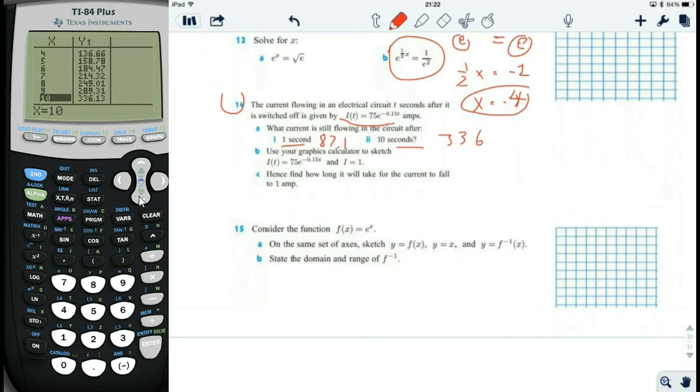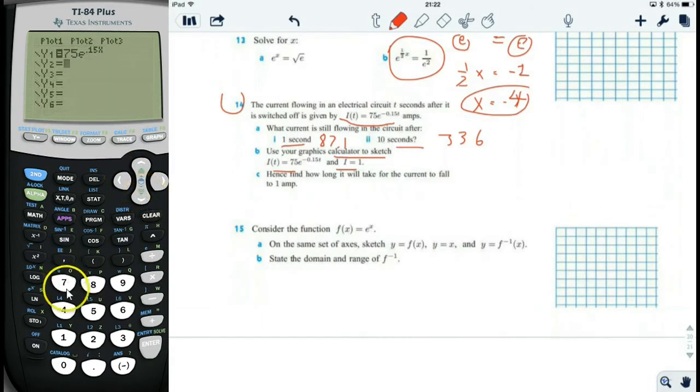Okay. Use your graphics calculator to sketch two functions. One is I equals 75 e to the negative 0.15 t, and the other is I equals 1. How do we sketch I equals 1? We just put here 1, okay? And then we're going to graph, and there's I equals 1. And now the other function, 75 e to the negative 0.15 t, is just way too high. We can't see it because we're not making the window go up high enough. Let's make the window go up higher.